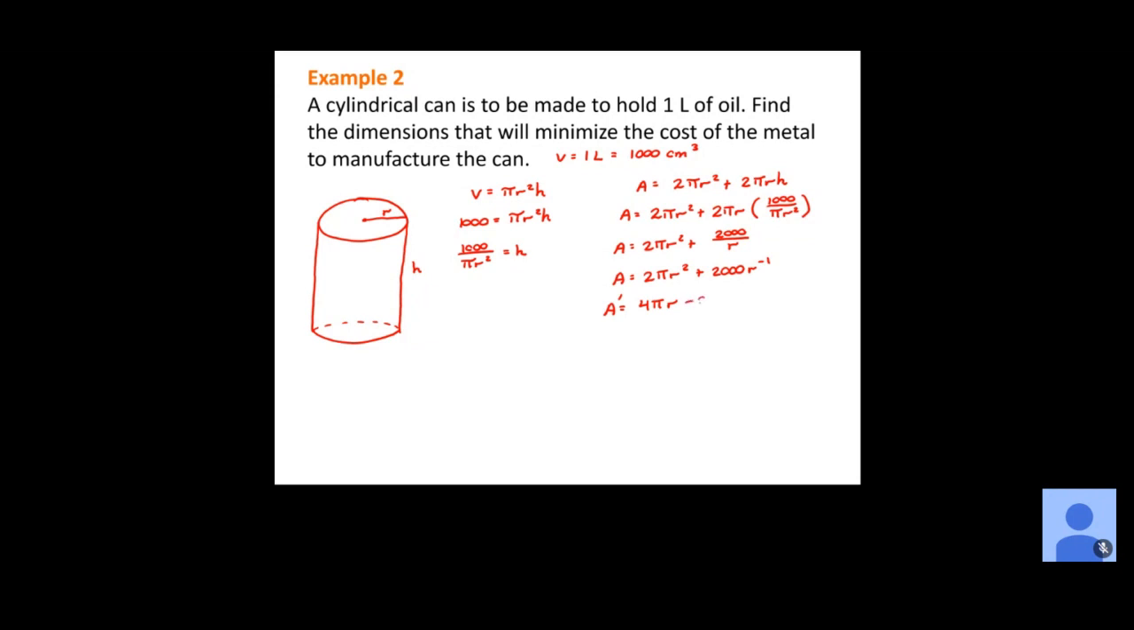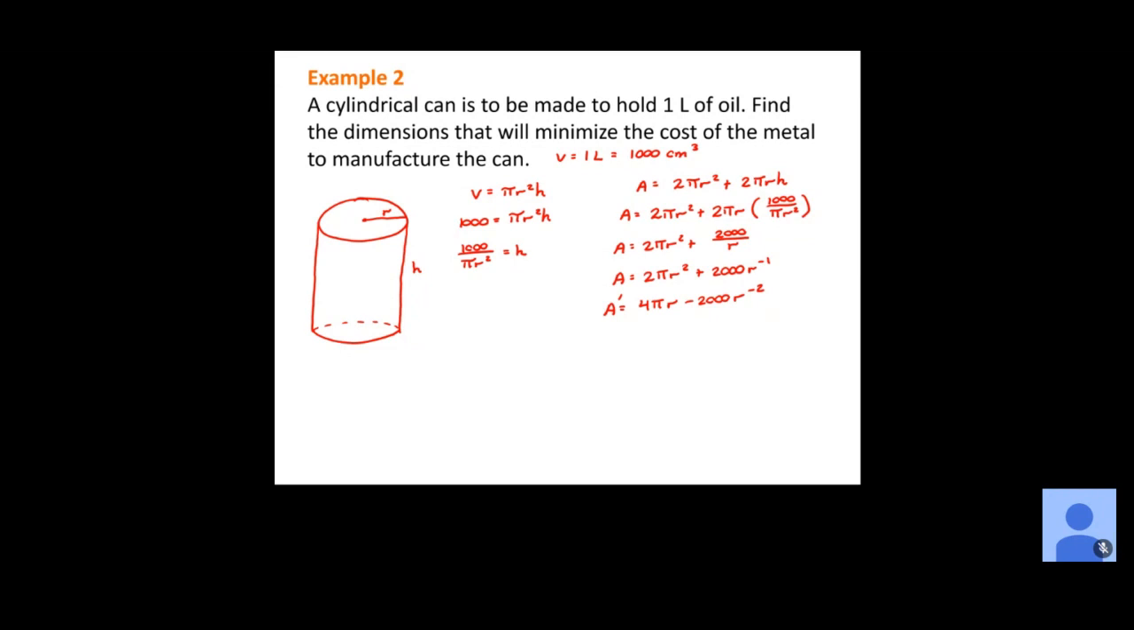Good. So we got a negative 2,000, because again, we're multiplying the negative 1 times the 2,000. And then we're going to subtract 1 from the exponent. So that becomes a negative 2 now. All right, so there's our derivative.